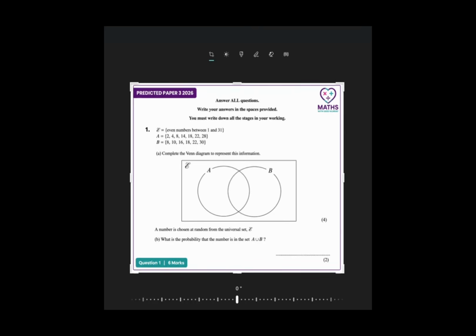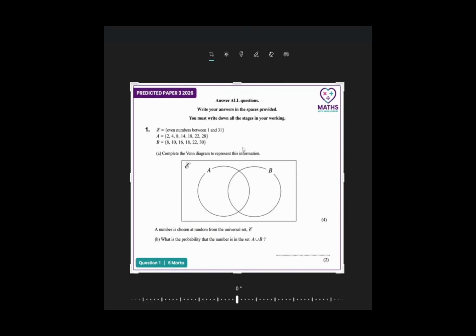I've put this together based on an analysis of the past 4 years of Edexcel Maths higher tier papers and topics that commonly come up that have not yet appeared, and also some topics that haven't appeared for a while. Obviously nothing is guaranteed, but this is my best guess at a predicted paper. So let's start with question number 1.